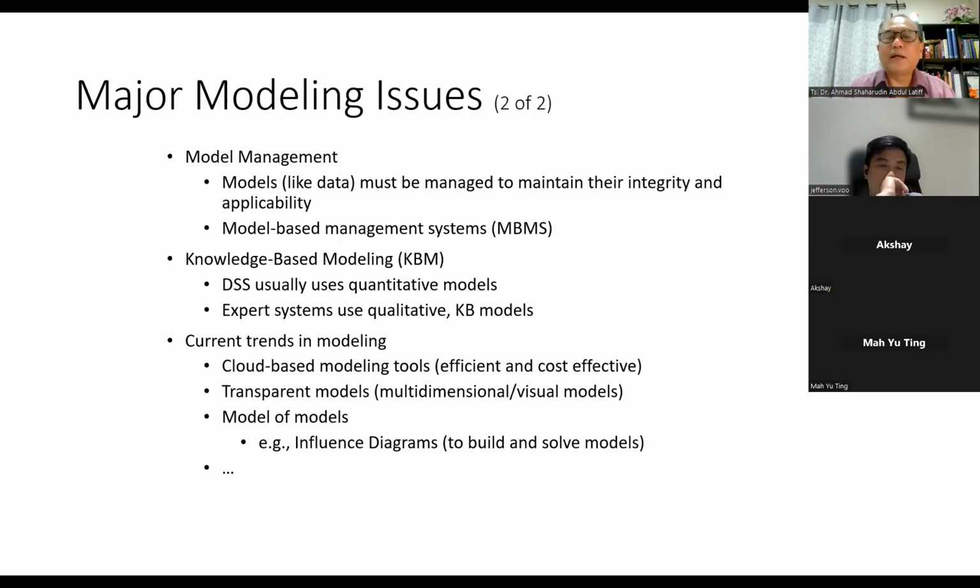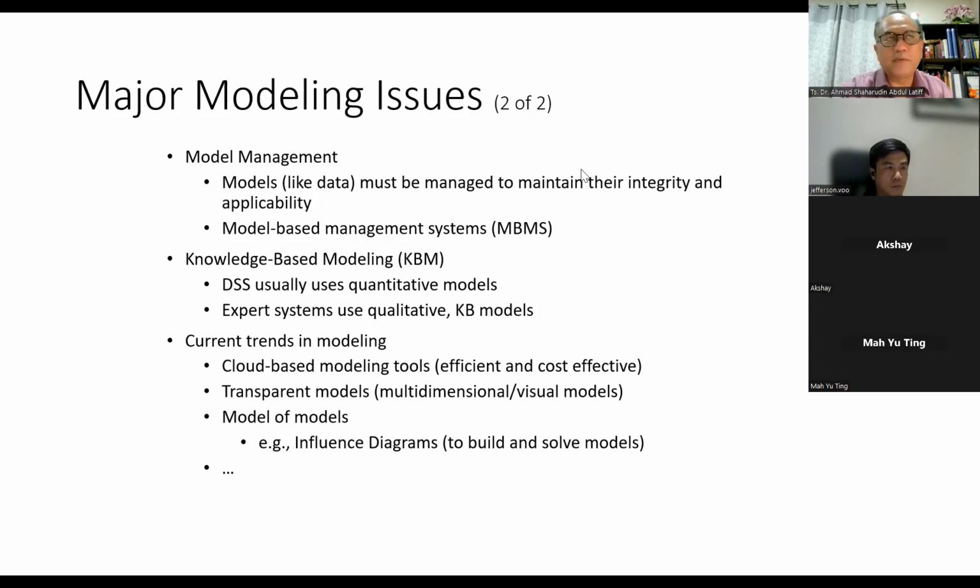Yeah, so there are several methods of how we can do modeling. One is you develop models. We call it model management, like data management. So we call it a model-based management system. We develop models. The next is knowledge-based modeling. Knowledge-based modeling is where we use an expert system, so it is more qualitative rather than quantitative. Usually decision support systems use quantitative, but model-based modeling can at times apply qualitative.